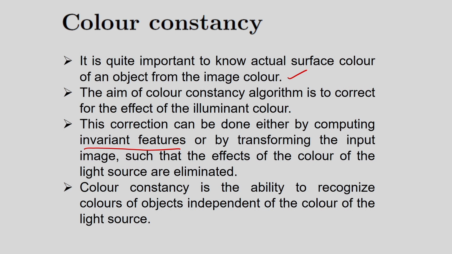So, color constancy is the ability to recognize colors of an object independent of the color of the light source. That is the objective of the color constancy algorithm. So, how do we determine the actual surface color from the image color?